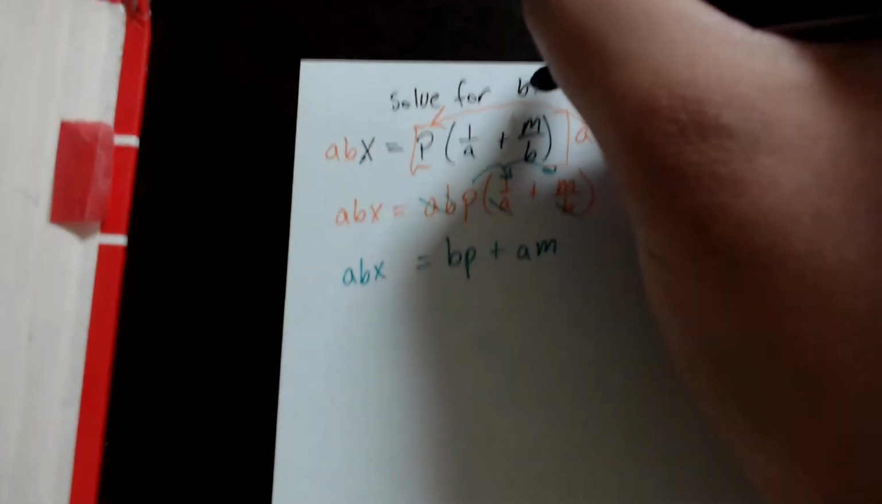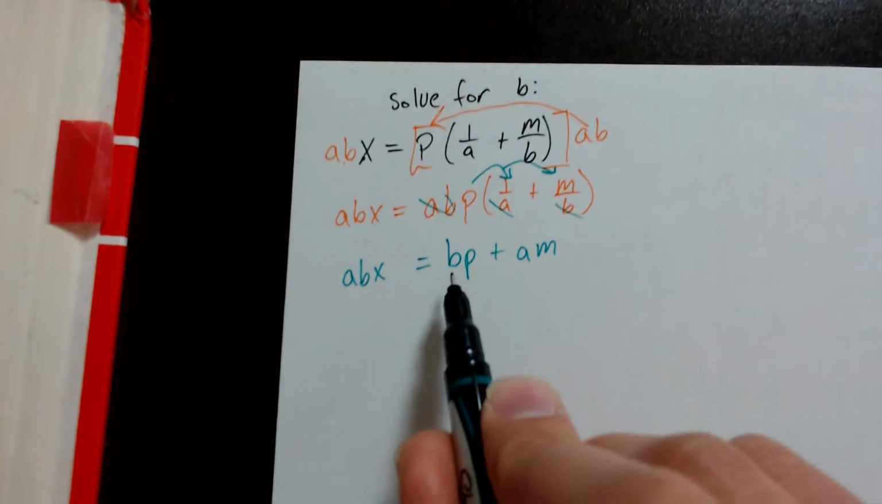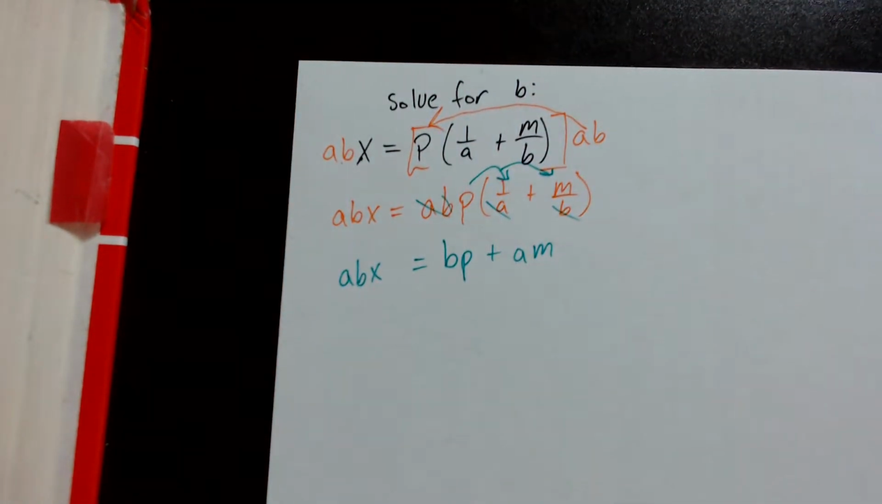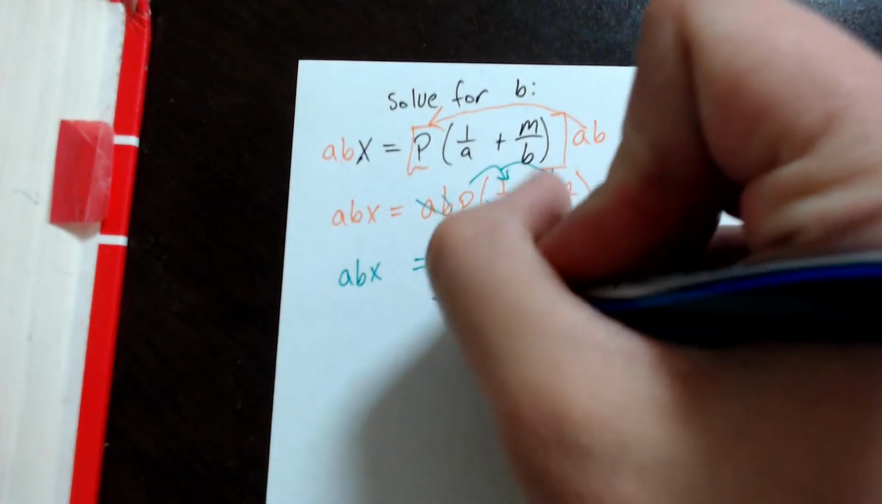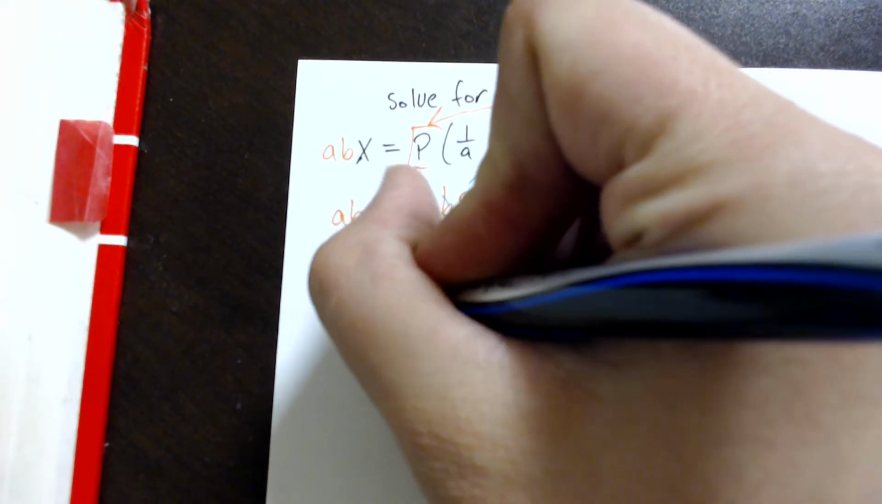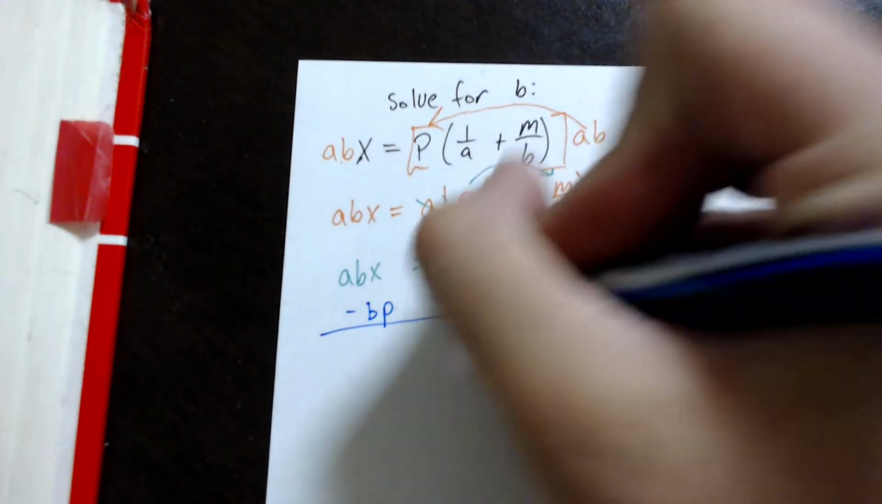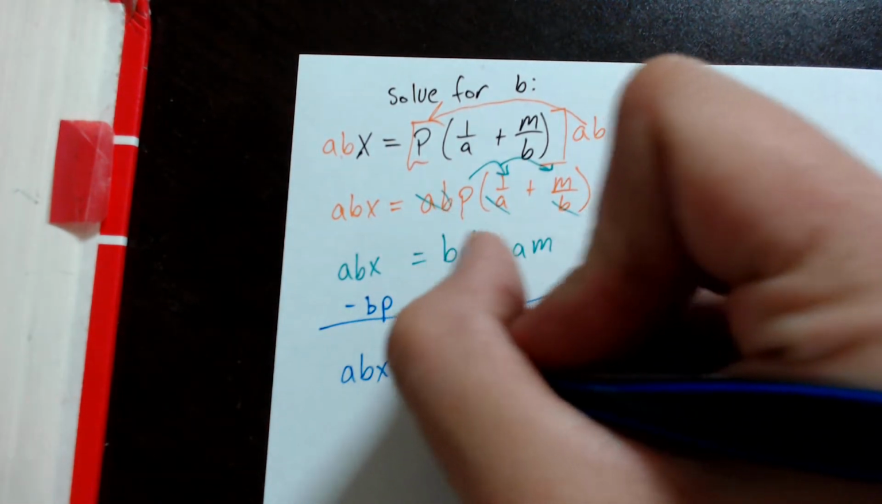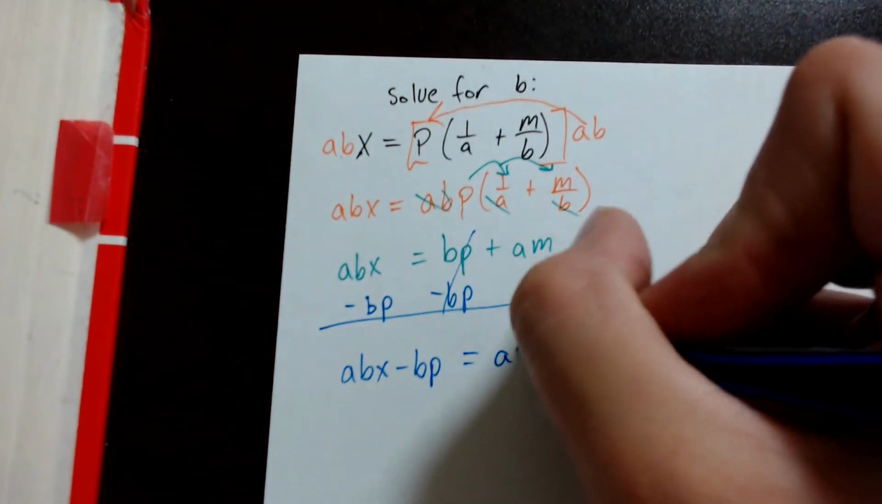Now remember, we're solving for B. So we have to get all of our B's on the same side. That requires us to subtract. So let's subtract BP from each side. That's going to cancel. We get ABX minus BP equals AM.